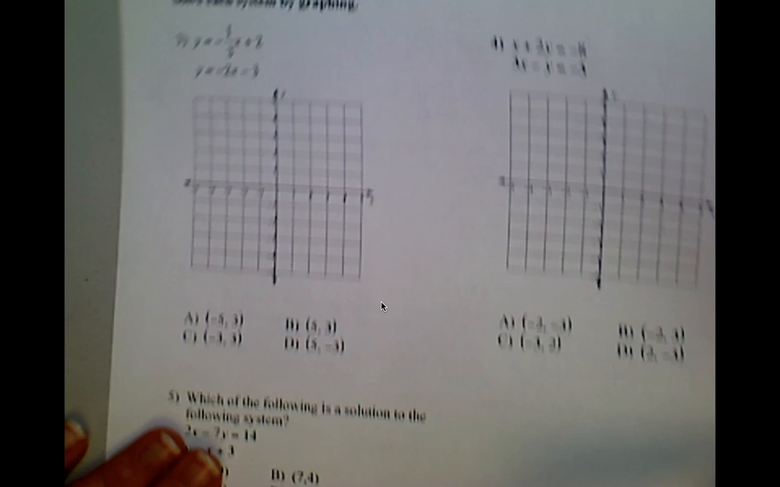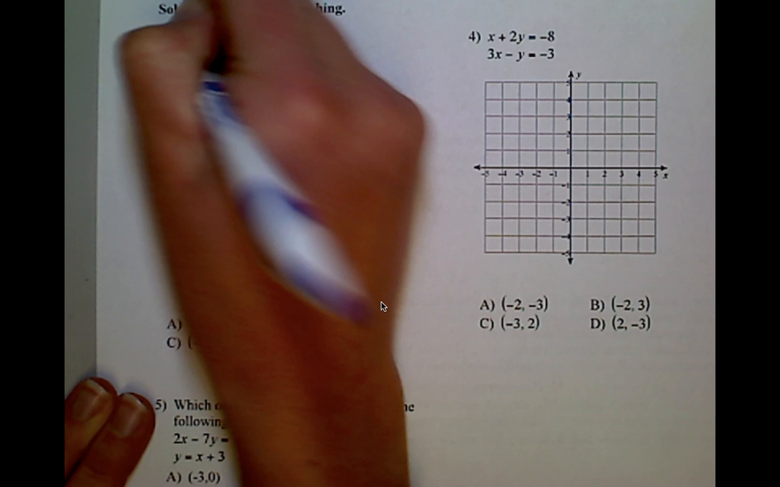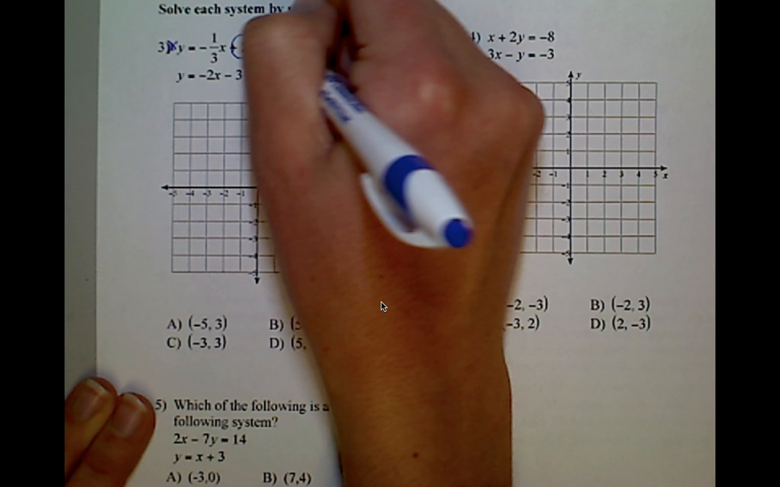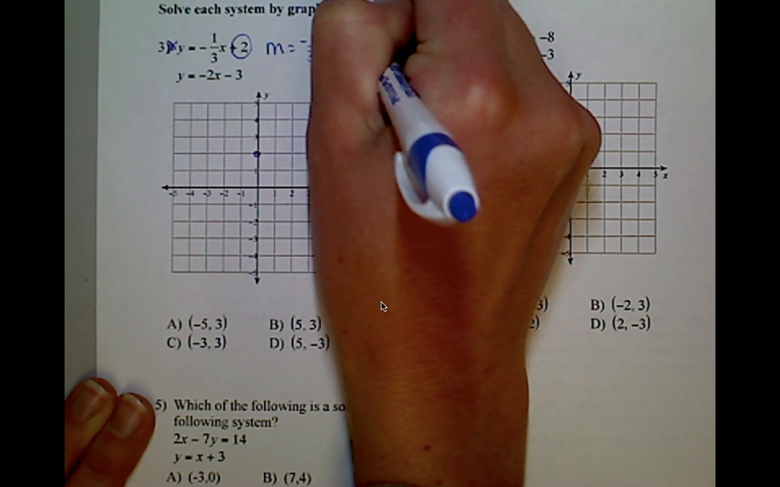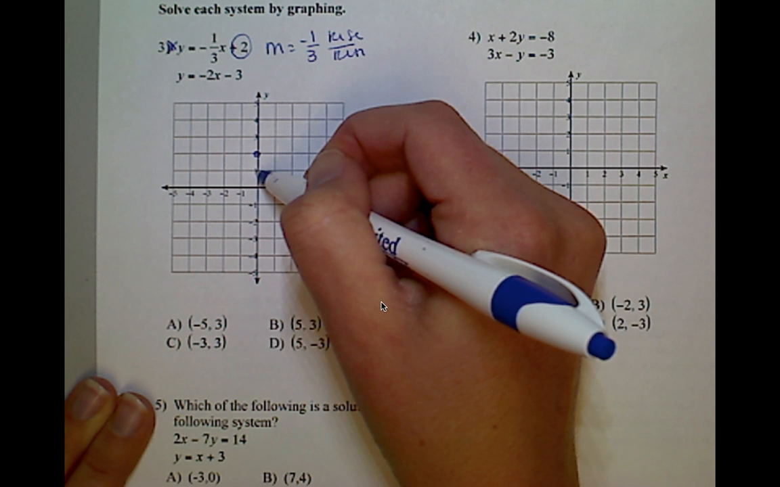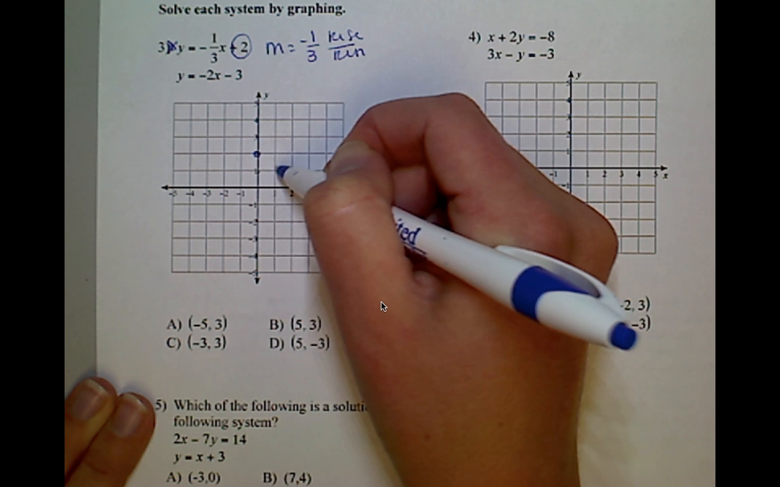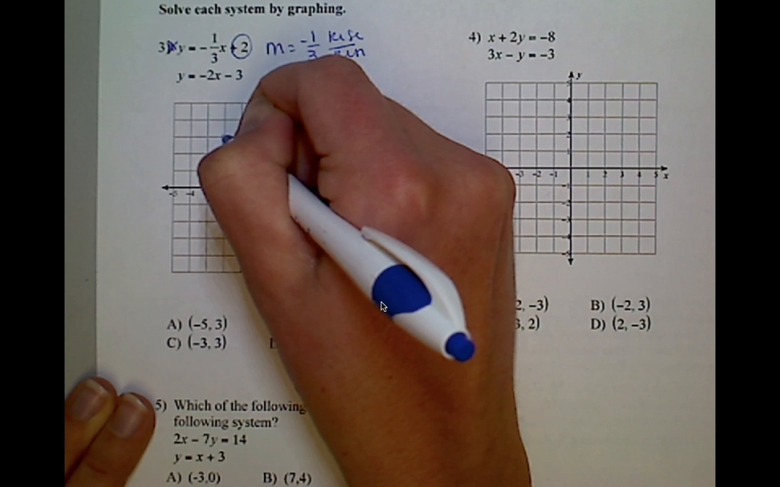Next one, you're going to have to graph these. So when I'm graphing them, the first one I'm going to do in blue, the y-intercept is 2. So I'm going to start off at 2. The slope is negative 1 over 3. So remember, rise over run. I'm going to rise negative 1, which means I'm going to go down 1, and I'm going to run 3. 3 is positive, positive numbers to the right. 1, 2, 3. Okay? I could also go up 1, left 1, 2, 3.